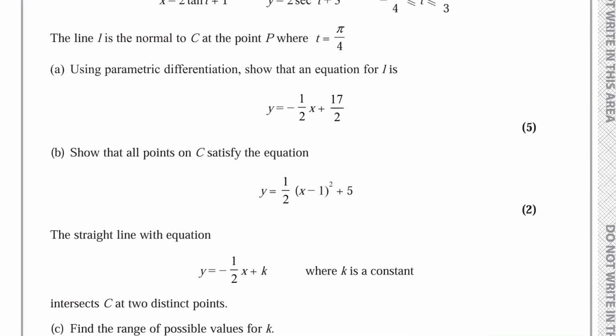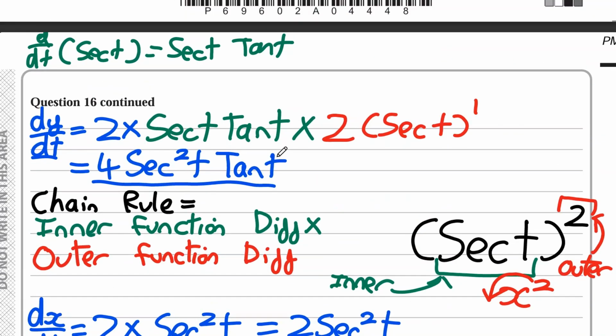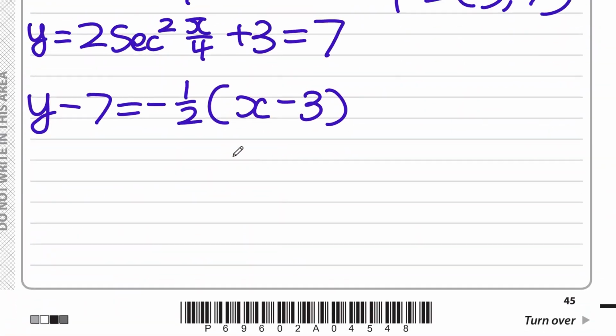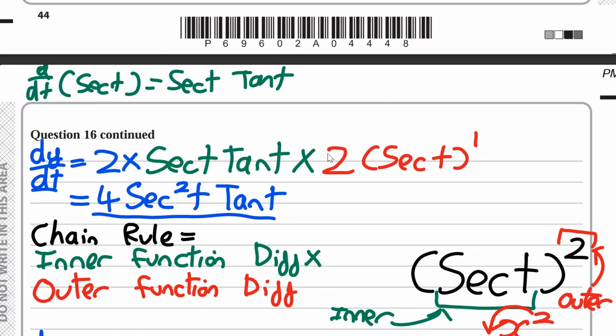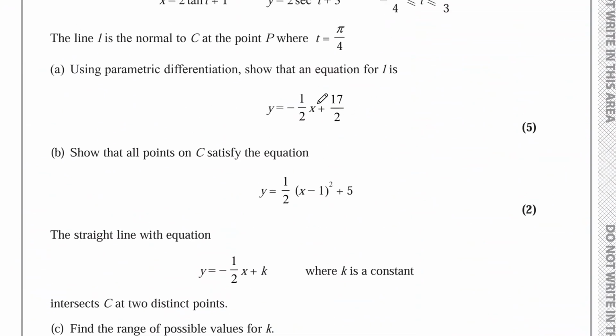We need to write it in this format here where y is the subject. So if we do this, it's going to be y minus 7 is equal to, if we expand this bracket here, it's going to be minus half x, and then it's going to be plus 3 over 2, and then move this minus 7 to the other side, so we get that y is equal to minus a half x, plus 7 plus 3 over 2, which is equal to 17 over 2, and this here is the final answer that we need.